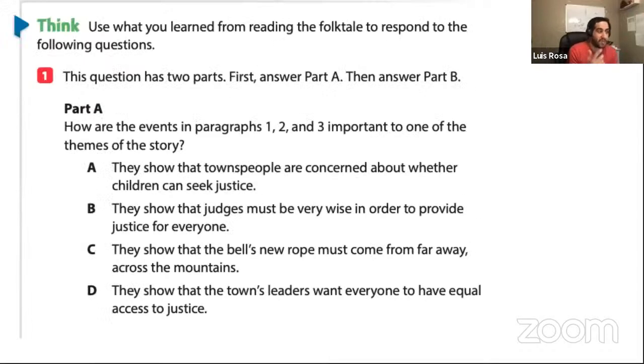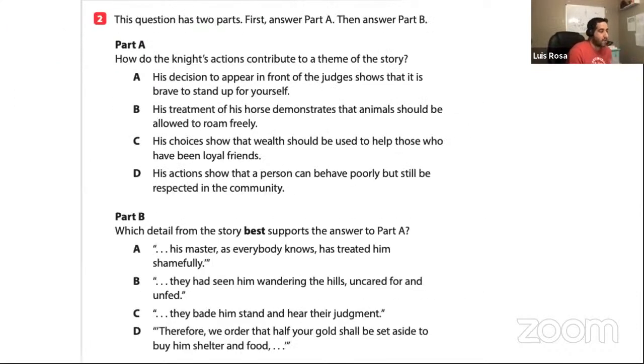So the first theme we're talking about was everybody having equal access to justice, right? Now we're talking about the theme that we learned from the knight. So this story has 2 themes. See, we're learning more than one thing from reading the story. So how do the knight's actions contribute to a theme of the story? So now pause the video, have a discussion about this question and how you can answer it.